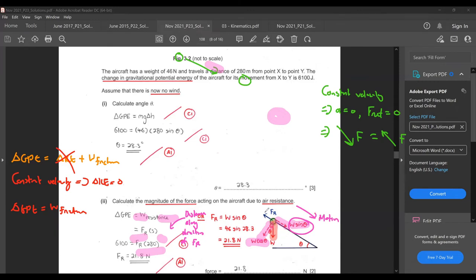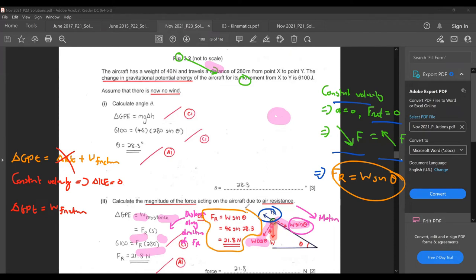Now, as you're moving downwards, you will encounter air resistance. Air resistance is opposite to your direction of motion. That's why it's pointed diagonally upwards here. Now, because you are moving at constant velocity, your net force is zero. The diagonal force downwards is the same as the diagonal force upwards. From here, I can come to the conclusion that FR is actually W sine theta. That's why your working is like this. You can just use this also if you wanted to.